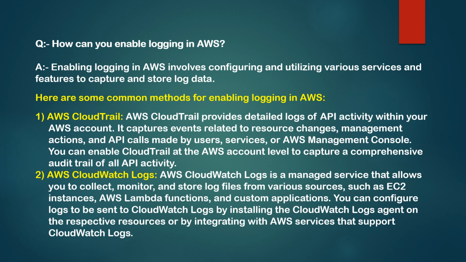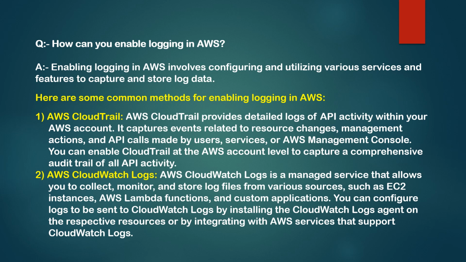Question: how can you enable logging in AWS? Answer: enabling logging in AWS involves configuring and utilizing various services and features to capture and store log data. Here are some common methods for enabling logging in AWS.